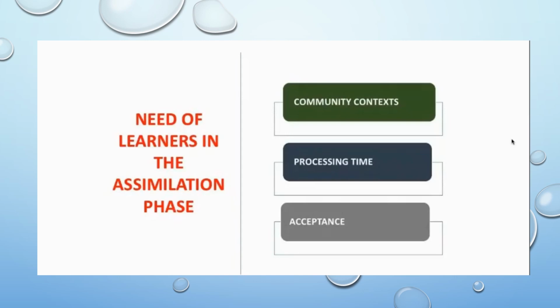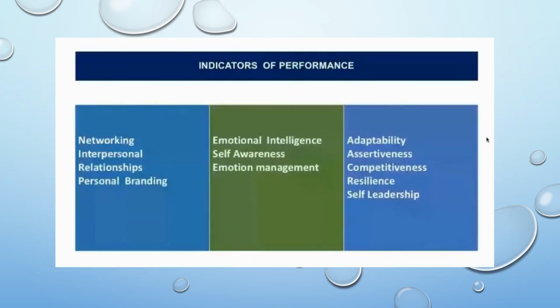Next, what are the needs of the learner in the assimilation? They need a community context, through processing time, and through acceptance. The indicators of performance here are networking, interpersonal relationship, personal branding, emotional intelligence, self-awareness, emotional management, adaptability, assertiveness, competitiveness, resilience, and self-leadership.